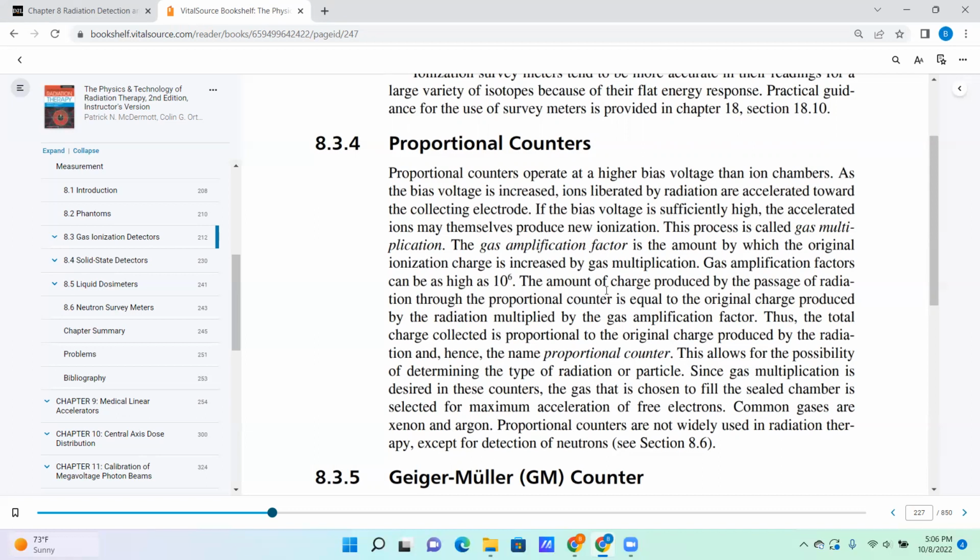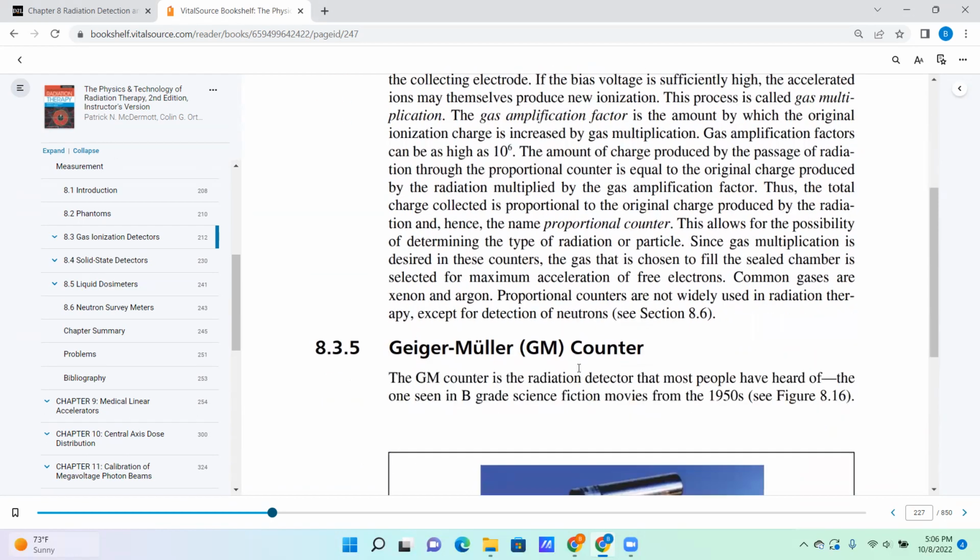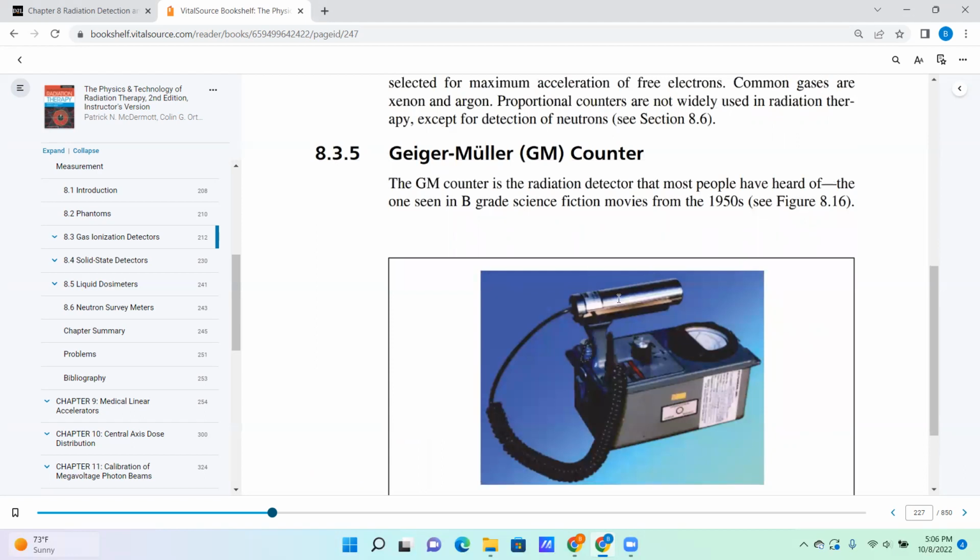Since gas multiplication is desired in these counters, the gas that is chosen to fill the sealed chamber is selected for maximum acceleration of free electrons. Xenon and argon are usual choices. Proportional counters are not widely used in radiation therapy except for the detection of neutrons. And this you've probably seen before, the GM counter.